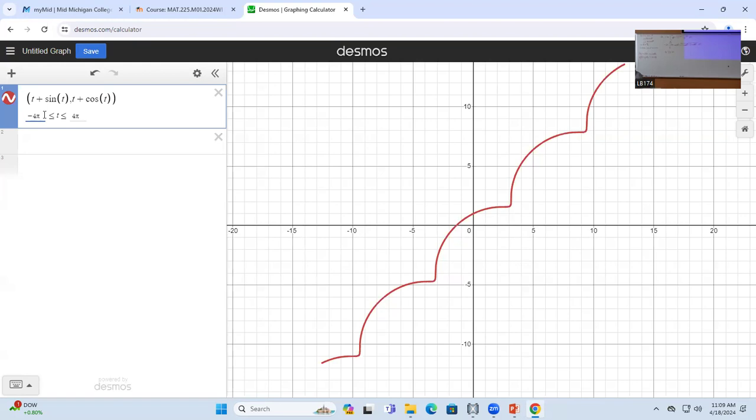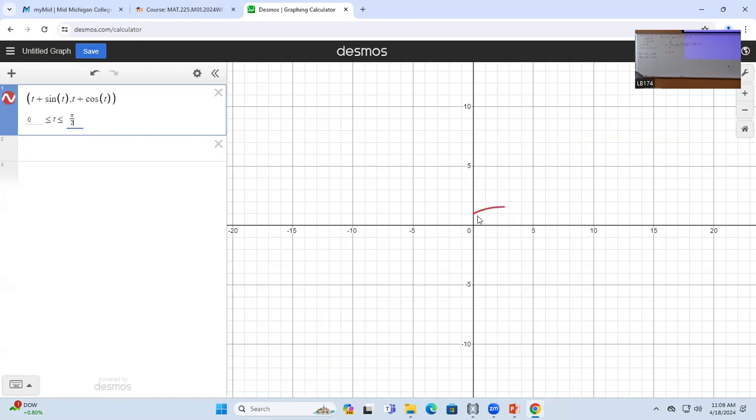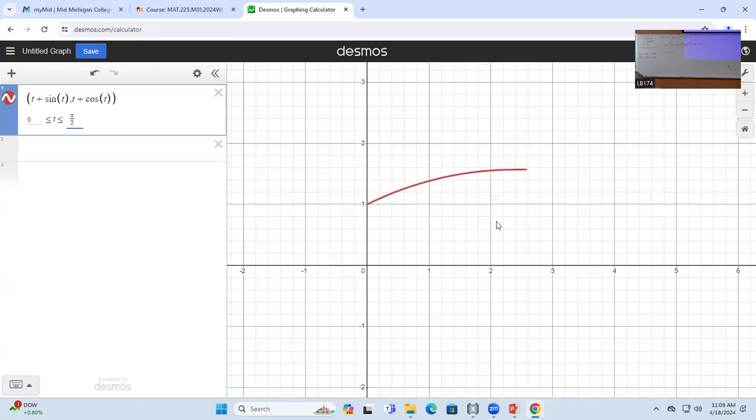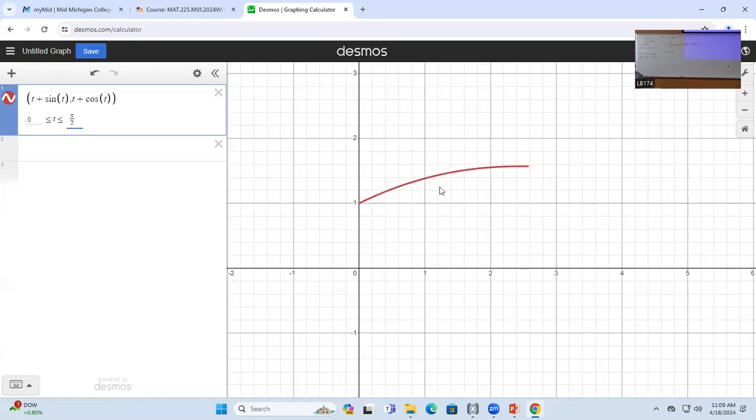Okay. Now, if you just take the section from 0 to pi over 2, that's just this little piece. So we're rotating that around the x-axis. That's going to give me some sort of a bowl shape, funnel shape. And that shape has surface area of 23.24 units, roughly.